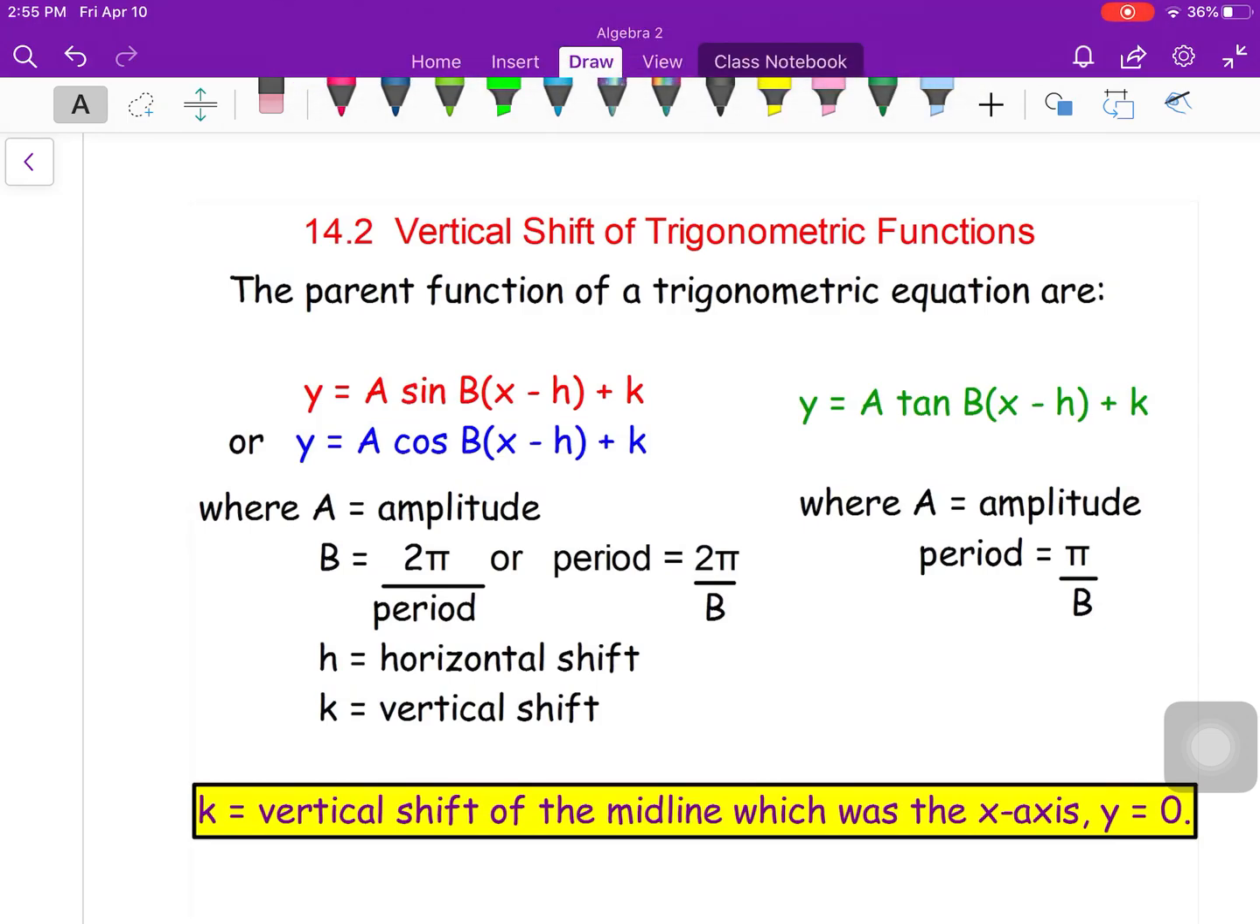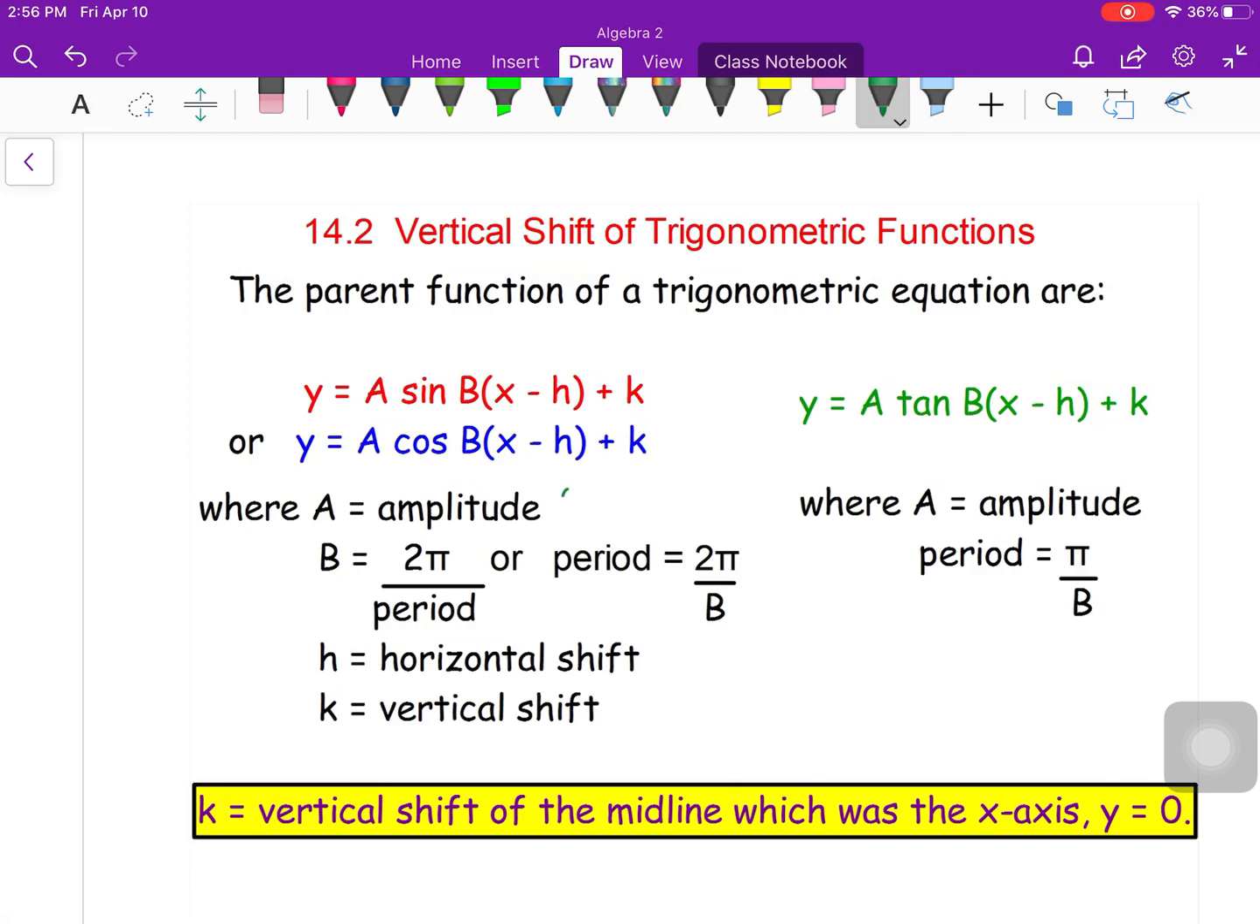Today we're going to talk about adding a vertical shift to our graphs of our trig functions. So let's just do a little recap on the parent functions, or the general functions of our trig functions. y equals a sine b of (x minus h) plus k, or y equals a cosine b of (x minus h) plus k.